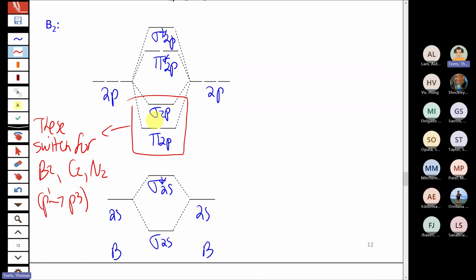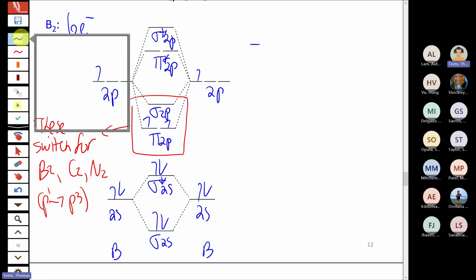All right. So for B2, then we're going to have 6 valence electrons because boron is 2s2, 2p1 valence configuration, group 3. So there's a total of 3 electrons from each boron atom, a total of 6 then that go into our diagram. So when we put those in, we have to go bottom to top still. So we go 1, 2, 3, 4, 5, and 6. So this ends up with 2 singly occupied pi 2p orbitals. So we predict a paramagnetic ground state.